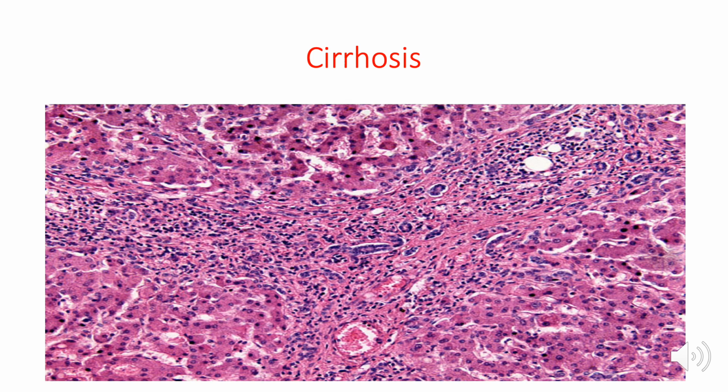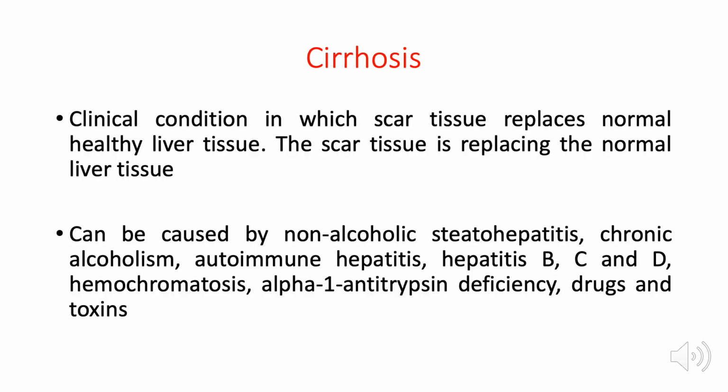The problem with this scar formation is that it will replace the normal tissue of the liver. And if there is replacement of the normal tissue of the liver, expect that the liver will not be able to function the same way that it did when it was still normal or healthy. So cirrhosis is a clinical condition wherein there is scar tissue formation, and this scar tissue formation will replace the normal healthy liver tissue. And there are a lot of causes of cirrhosis.